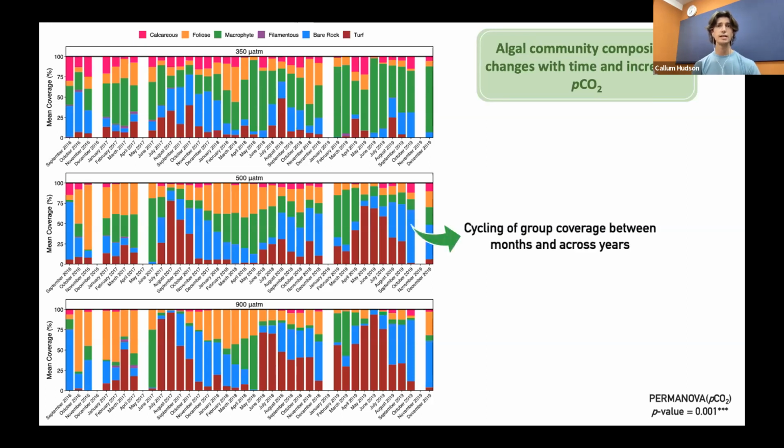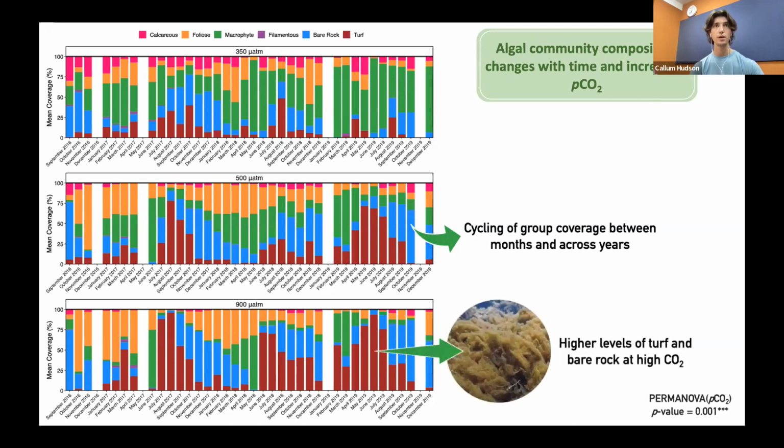So we saw this clear cycling in the composition of communities and the dominance of different functional groups over time and between seasons. And this also differed at different levels of acidification. So for example, we see these spikes of turf algal cover, particularly during the summer months, as well as more bare rock during the autumn and winter at the acidified sites in particular.